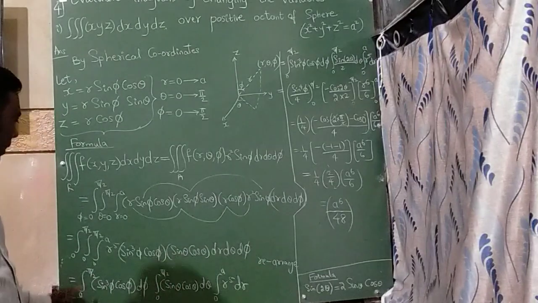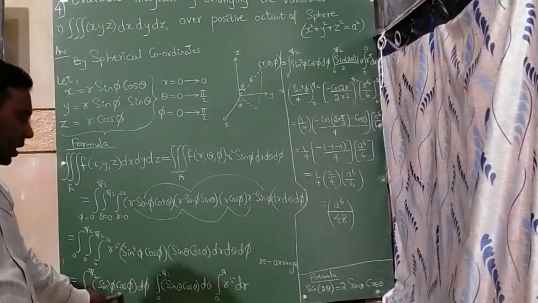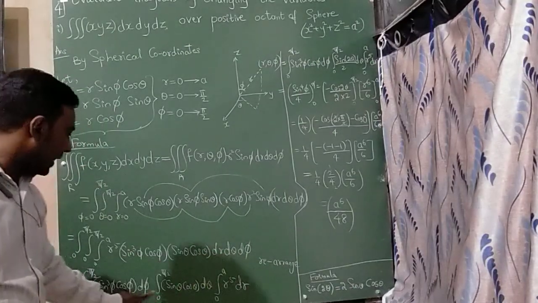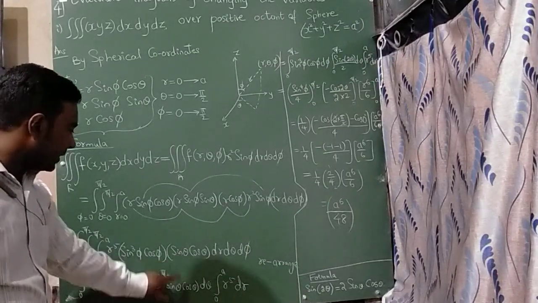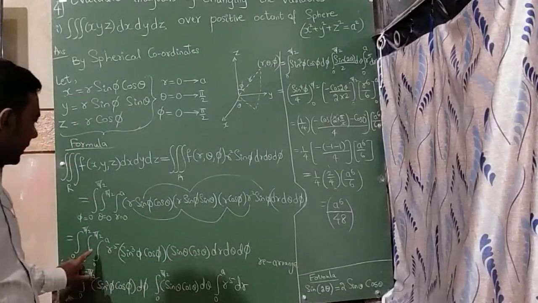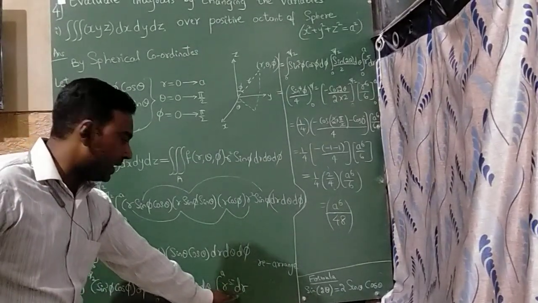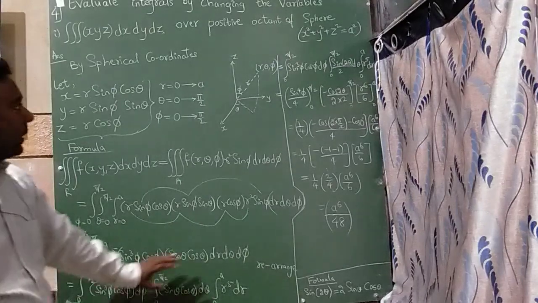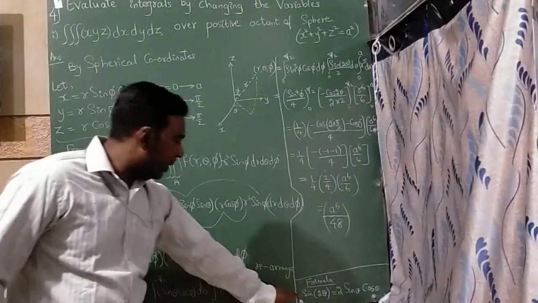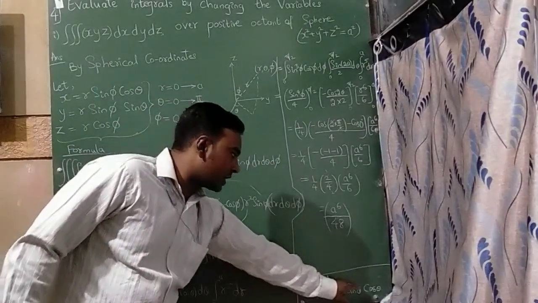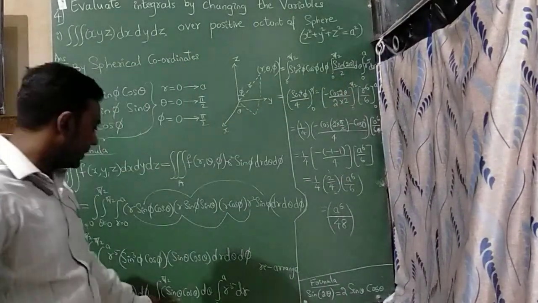Rearranging this, what I have done is I have taken sin cube phi cos phi d phi here, and the integration from 0 to pi by 2, I have taken sin theta cos theta, and the integration from 0 to a, I have written r raised to 5 dr. Fine. So to solve this, I have used the formula sin 2 theta is 2 sin theta cos theta. So it will become sin 2 theta divided by 2, this one.